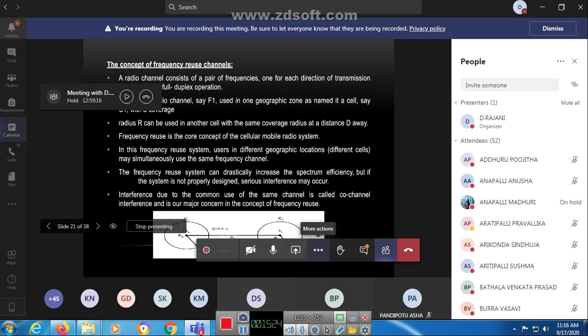Co-channel: co-channel interference is the interference due to the common use of the same channel. So this is one cell, this is another cell, but we are using the common channel. We use this same channel from one cell to another cell. In this situation, co-channel interference will occur.